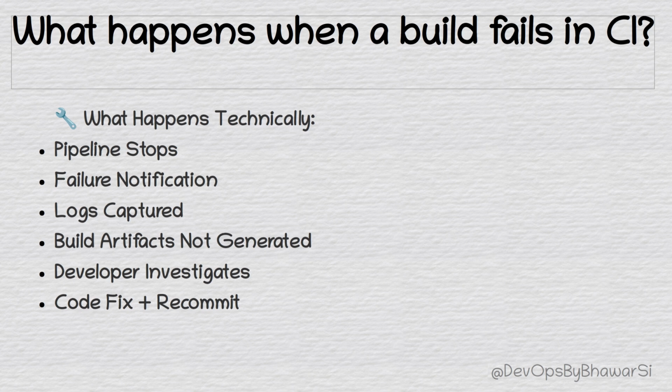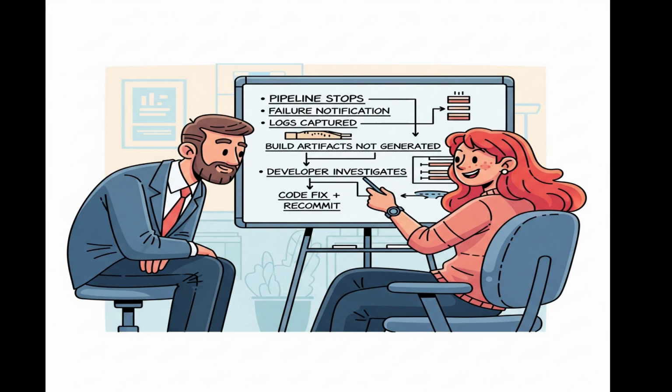So what exactly happens? Number one, the pipeline automatically stops. That means it won't continue to the next stage. Number two, an automatic failure notification is triggered. It could be through email, Slack, or any integrated channel, and it's sent to all the relevant stakeholders. Number three, the logs of the failed build are automatically captured. These logs are crucial for understanding what went wrong. Number four, the build artifacts will not be generated. Since the build didn't succeed, there's nothing to release or deploy.